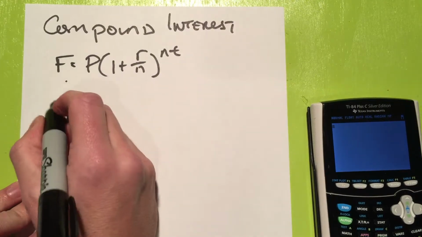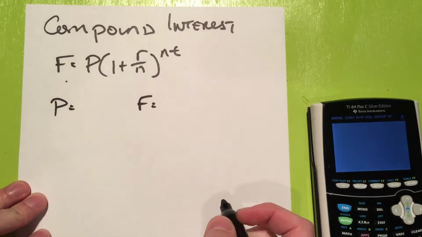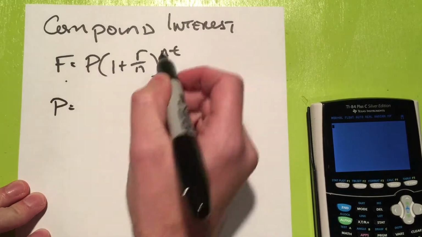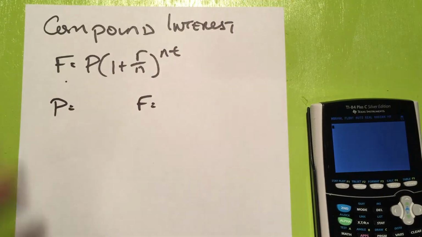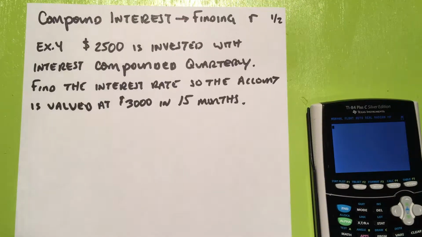So from Friday, we solve for P, we solve for F. Basically, plug it in, you get F. Plug everything in, divide, you get P. Okay, good? Good. Today, going to the other two variables for which we can solve. So, finding the interest rate.